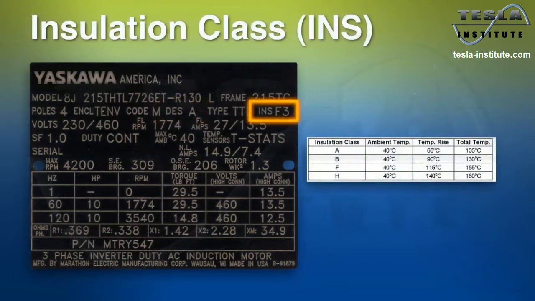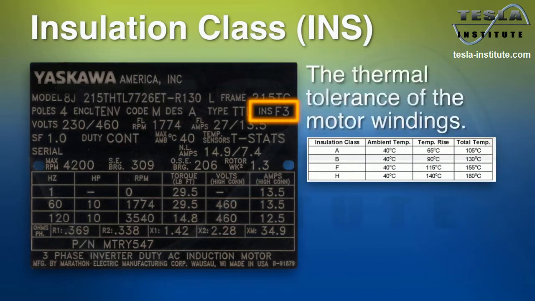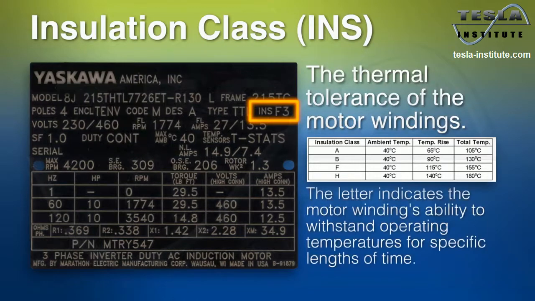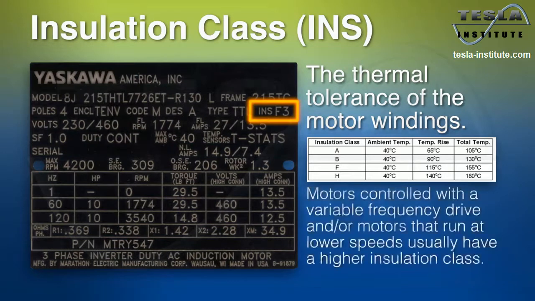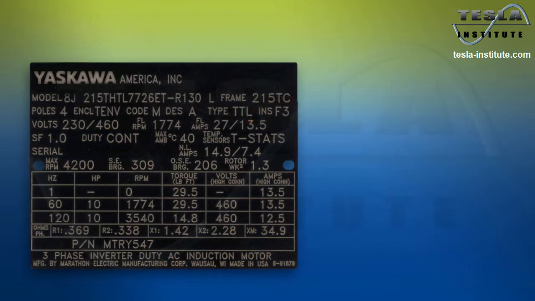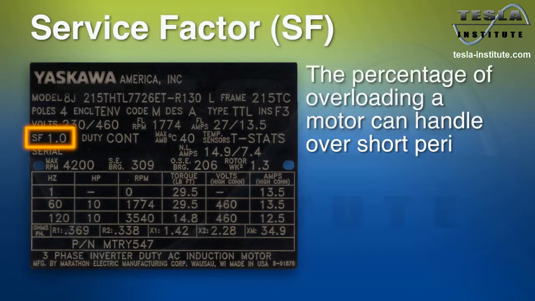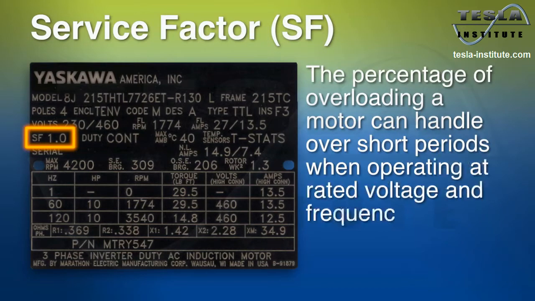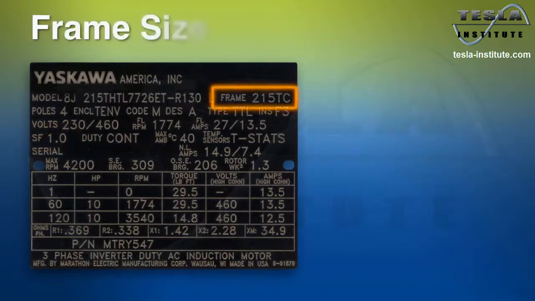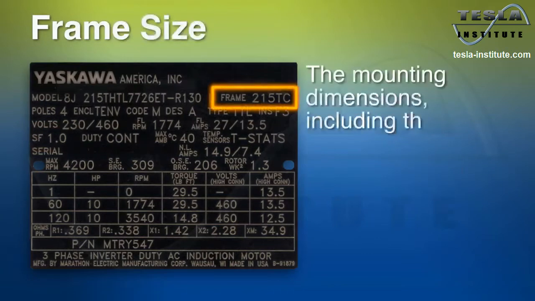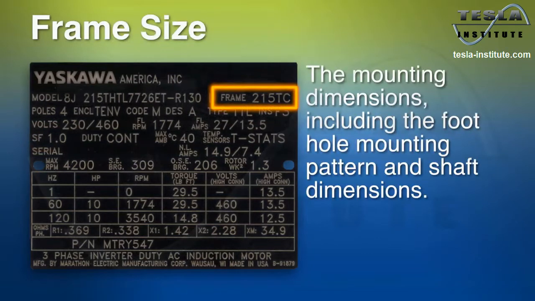Insulation is crucial in an induction motor. The insulation class describes the thermal tolerance of the motor windings. The letter indicates the motor winding's ability to withstand operating temperatures for specific lengths of time. Motors controlled with a variable frequency drive and/or motors that run at lower speeds usually have a higher insulation class. Service factor represents the percentage of overloading a motor can handle over short periods when operating at rated voltage and frequency. The frame size describes the mounting dimensions, including the foot-hole mounting pattern and shaft dimensions.